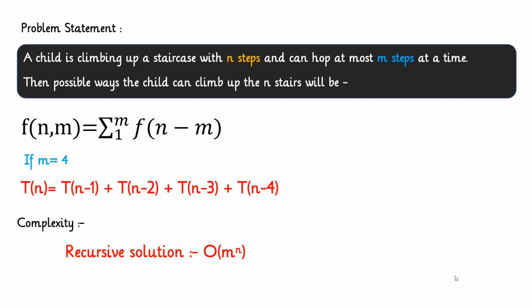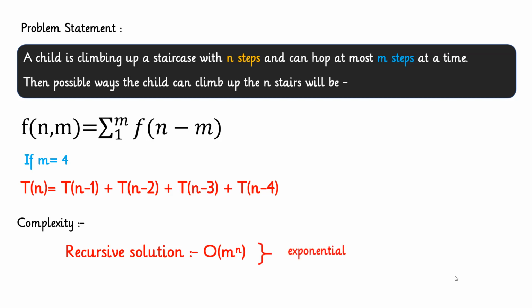If you remember, guys, we did this problem where m equals 2, because at most the child can take either one step or two steps. So the complexity which we analyzed for the recursive algorithm was 2 raised to power n, because we can take only two steps at most at a time. If you have m steps at most at a time, it will be O(m) raised to power n. For m equals 4, it will be 4 raised to power n. So this is the recursive solution, and this complexity is exponential, which is very huge.